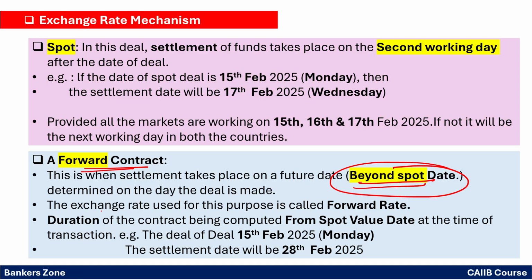Very simple, right? So see, the exchange rate used for this purpose is called the forward rate. The exchange rate used for a spot deal is called the spot rate, right? So for a forward deal, it is the forward rate.